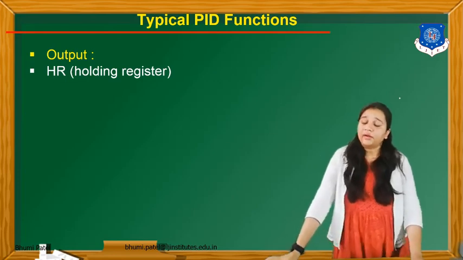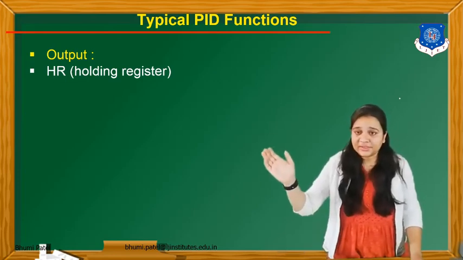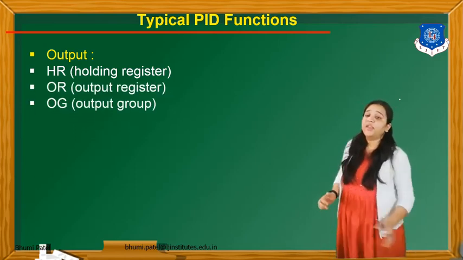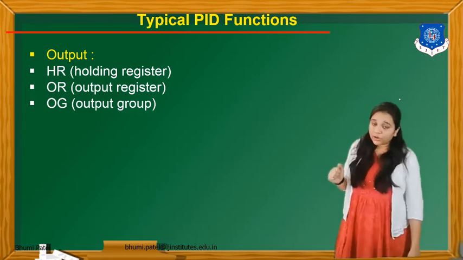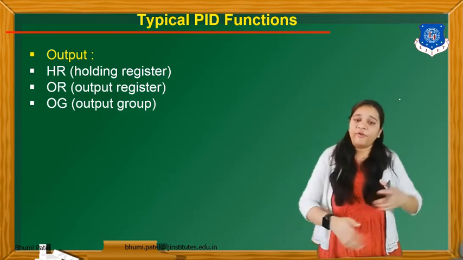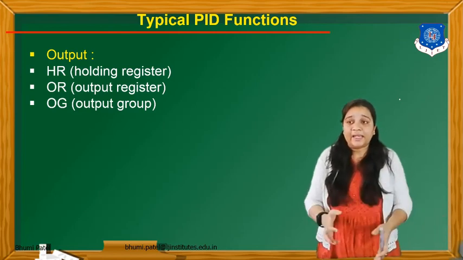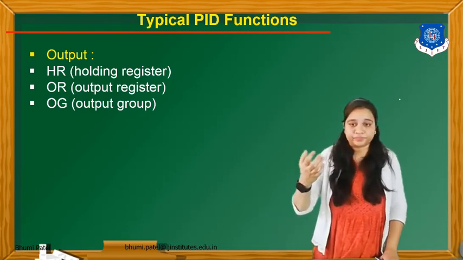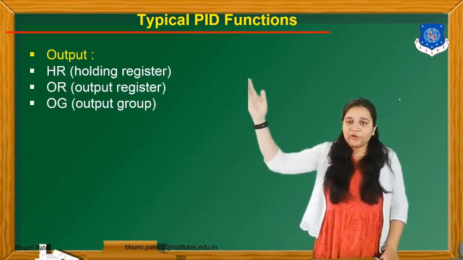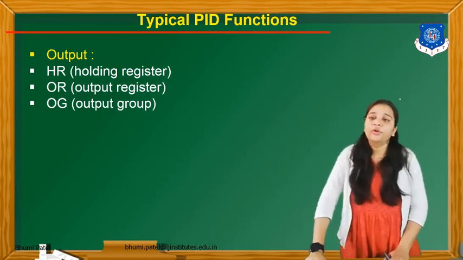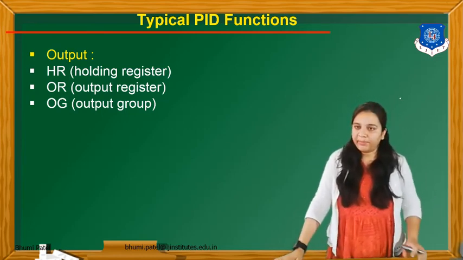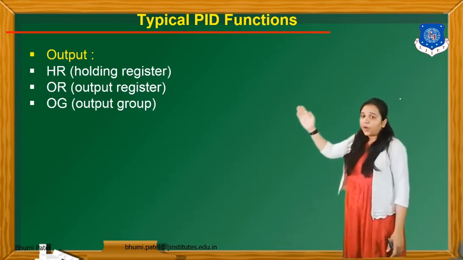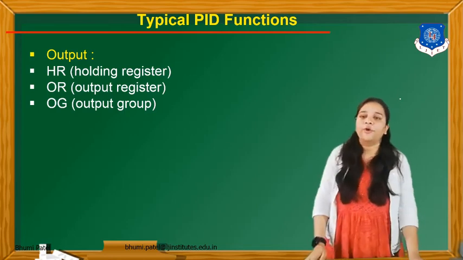Now the next one is output. We can store the output in these particular registers: holding register, output register and output group. Why do we consider the holding register here? Because if we want to use this data for another process or another plant, at that time we can hold this data in this particular register, and then take this data from this register location, and then we continue our PLC programming once we get the proper output. So we can store the data in the OR output register or the OG output group.